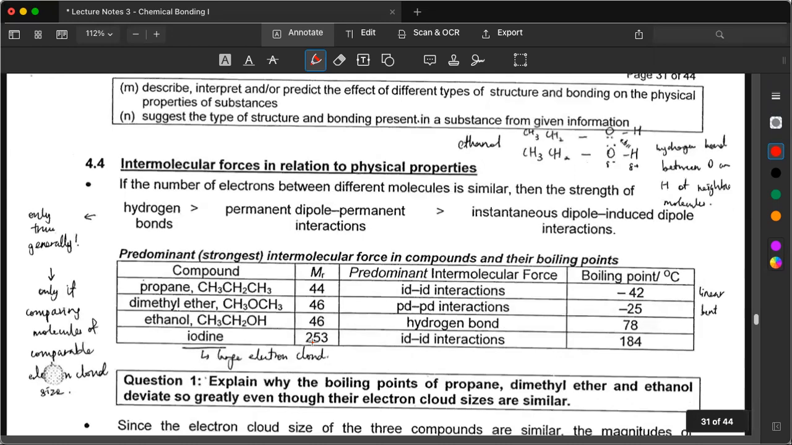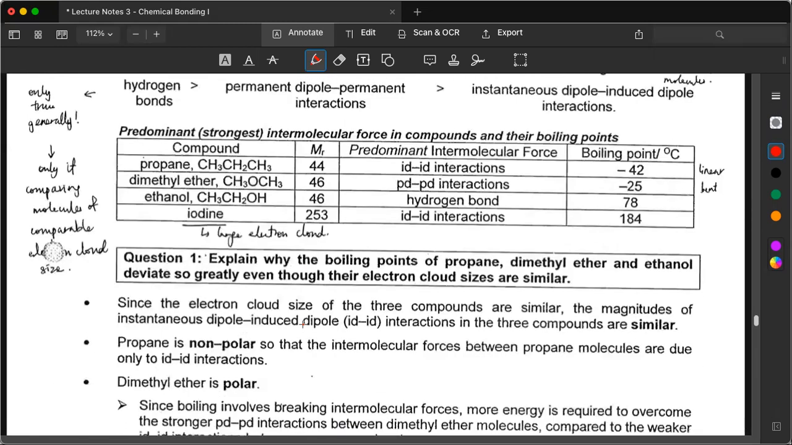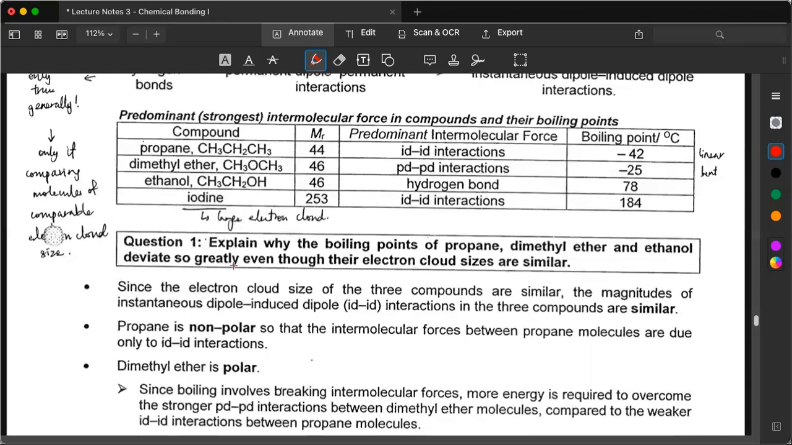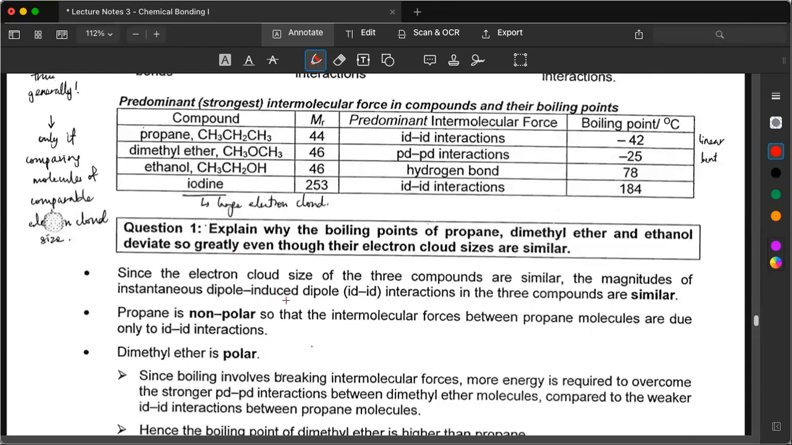Now, if we compare molecules of similar number of electrons, then the strength of hydrogen bond should be the highest among the 3. Explain why the boiling points of propane, dimethyl ether, and ethanol deviate so greatly, even though the electron cloud sizes are similar. So how do you explain this question? Since the electron cloud size of the 3 compounds are similar, acknowledge that first. You have to say, therefore, the ID-ID interactions are similar. Important. You need to acknowledge that first.